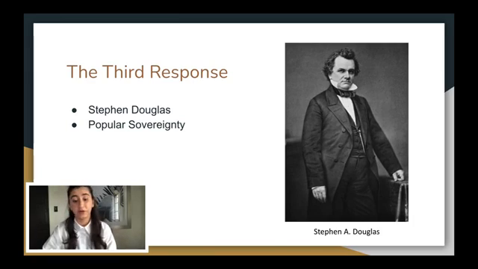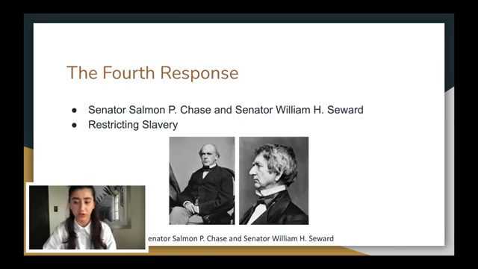On the other hand, free soilers and opponents of slavery were not willing to accept any proposal for California or other territories allowing slavery. Senator Salmon P. Chase and Senator William A. Seward presented a 4th plan, which included the creation of federal laws restricting slavery within its existing boundaries and eventually ending slavery.